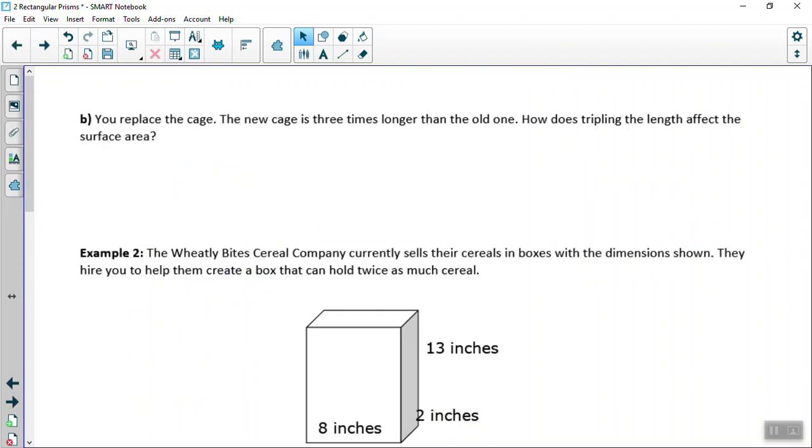All right, now we replace the cage. The new cage is 3 times longer than the old one. What we're going to be doing, so this is kind of the new aspect of what we're doing. How does tripling the length affect the surface area? All right, so here's what we got. Our new length is going to be 6 feet, because if we remember, the length of the last one was 2 feet. Okay, so we're going to triple that, right?